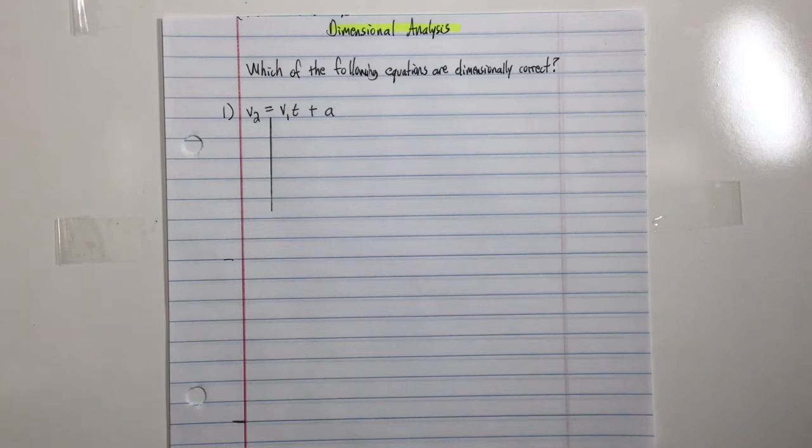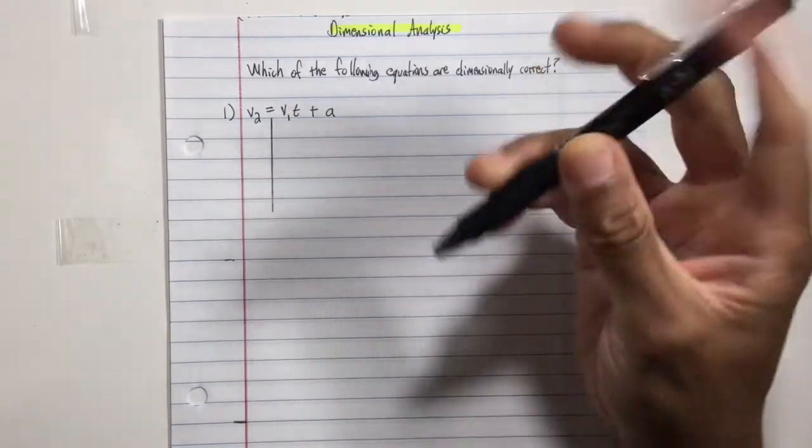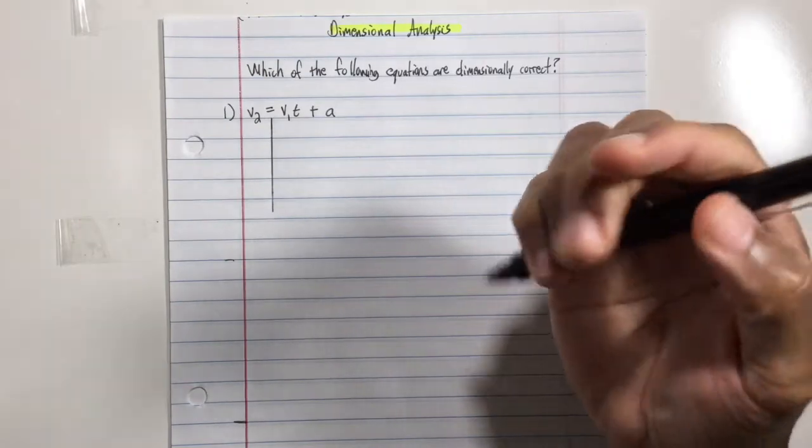Dimensional analysis. So let's work some examples here. Directions say which of the following equations are dimensionally correct. So we want to check and see if we have the same units on either side of the equal sign. All right, so I've written the first problem. Now I've drawn this little line here just to split the sides.